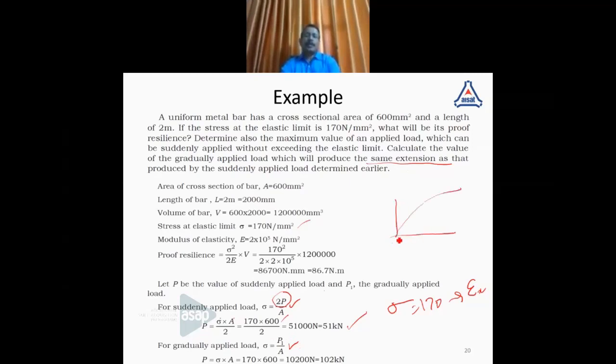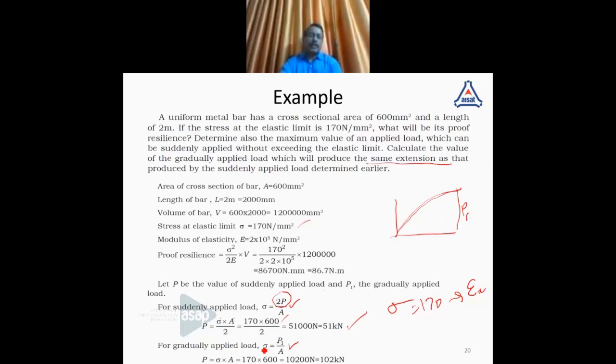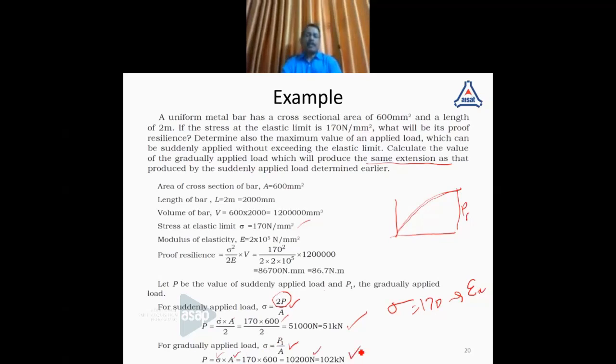It's a load deformation curve. Gradually, the load increases up to the maximum of P1. And in that case, stress is equal to P1 by A. And P1 is not known, sigma and A are available. Using that, we can determine what is the value of gradually applied load to produce the same stress of 170 Newton per millimeter square. That will produce the same strain and same extension.